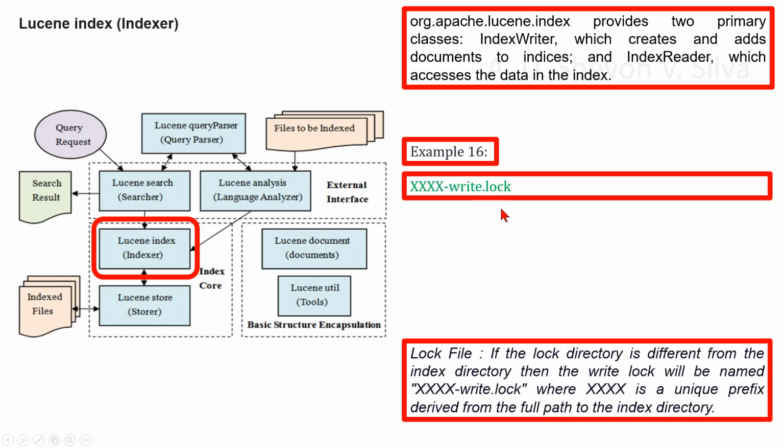Now we are considering the log file. The write log, which is stored in the index directory by default, is named write.log. If the log directory is different from the index directory, then the write log will be named xxx-write.log, where xxx is a unique prefix derived from the full path to the index directory.